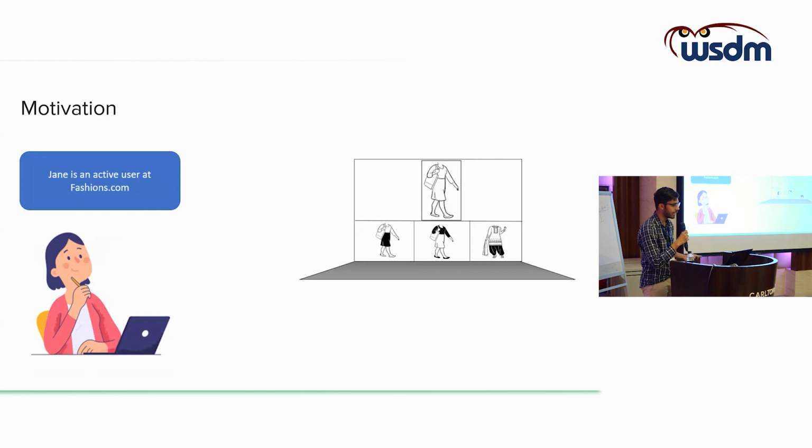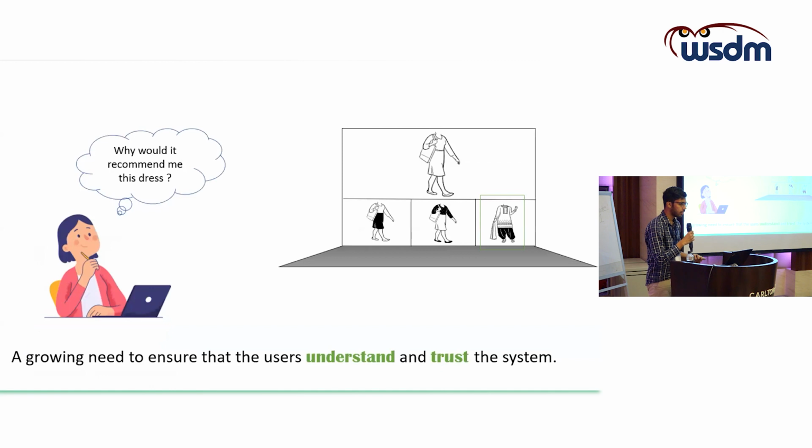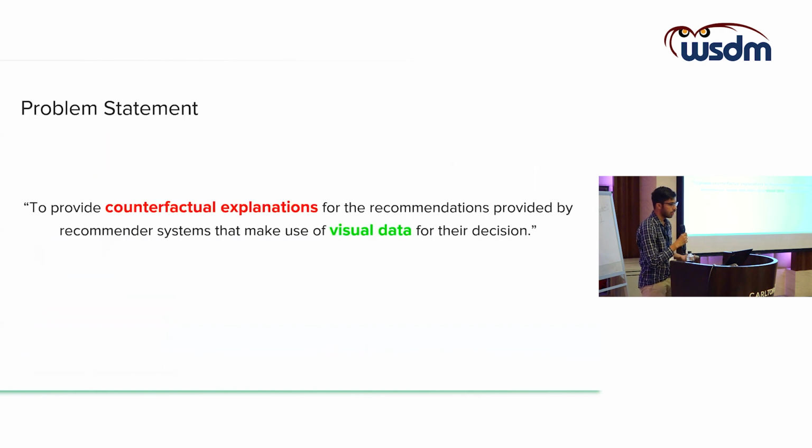Let's say we have Jane, who's an active user at fashion.com, and looking at the recommendations, she wonders why a particular dress was recommended to her. So there's a growing need to ensure that users understand and trust the system. Let's go over our problem statement.